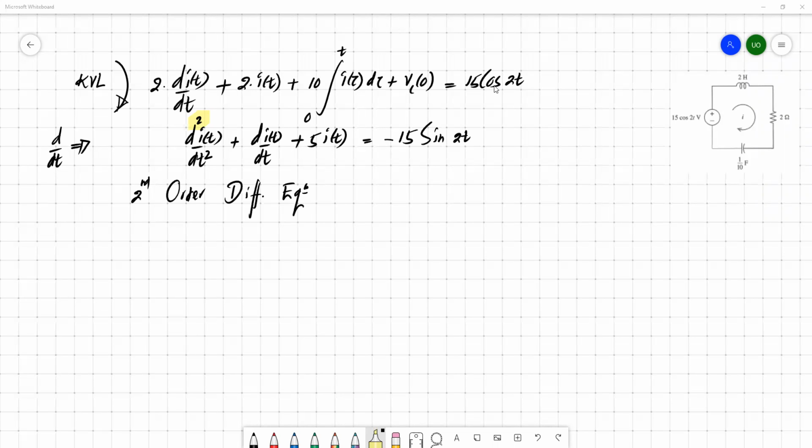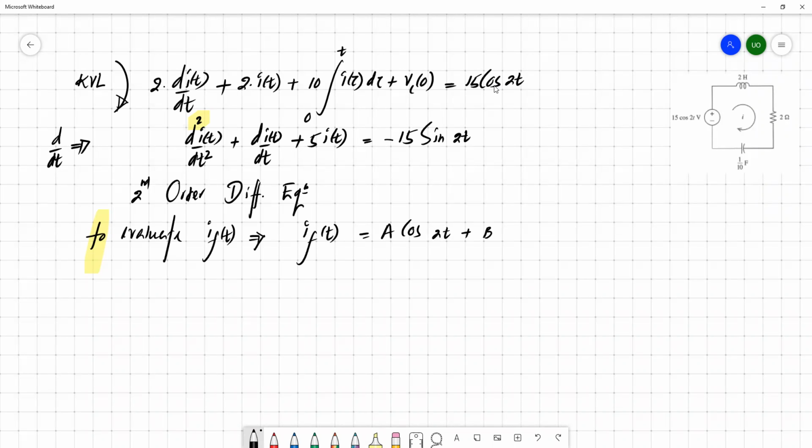We'll go through how we can solve the second order differential equation, but you can easily find the natural response and force response. To evaluate the force response, we can propose a kind of trial solution as A cos 2t plus B sine 2t.